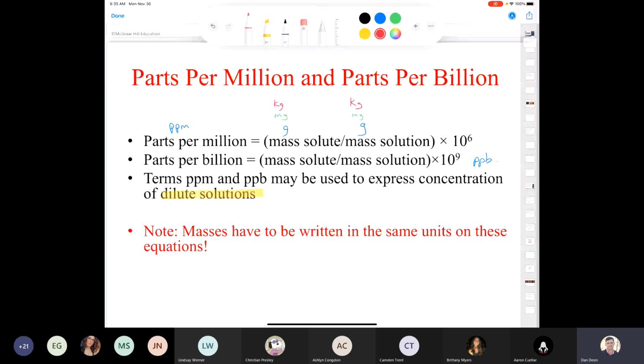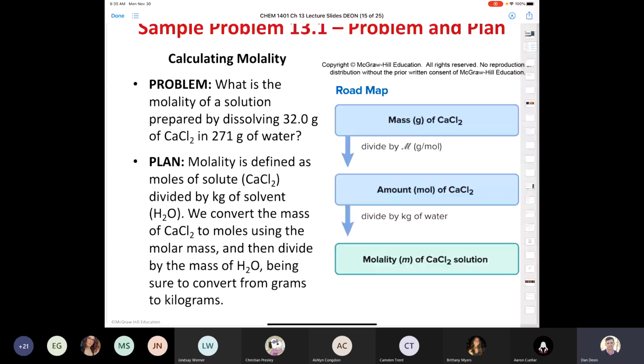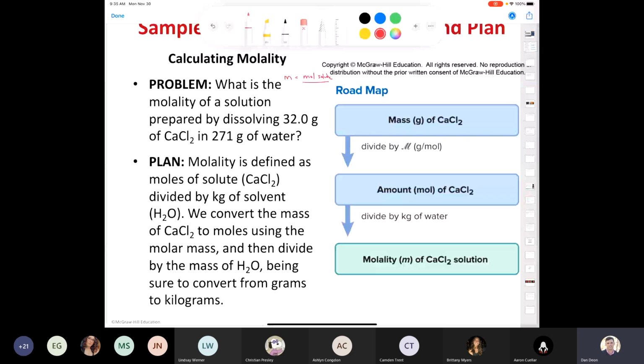Let's look at sample problem 13.1. What is the molality? Remember that molality was little m, and it was the number of moles of solute divided by kilograms of solvent. So we want to keep that in mind. Remember, it's kilograms of solvent only. What's the molality of a solution prepared by dissolving 32 grams of calcium chloride in 271 grams of water? I've already written in our plan that molality is defined as moles of solute divided by kilograms of solvent.